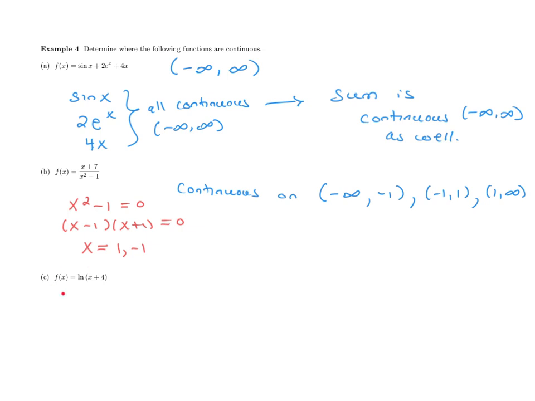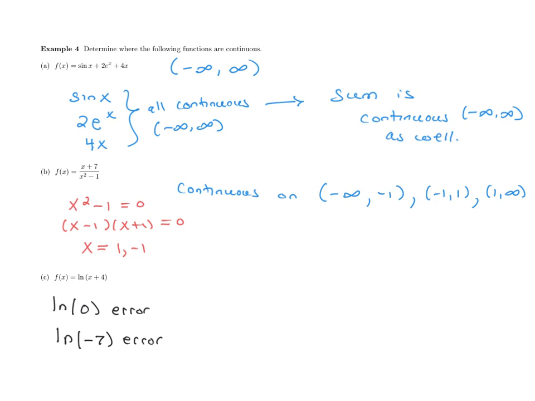Last one, the natural log of quantity x plus 4. Where is this thing continuous? The only issue that can happen with a logarithm is if you plug 0 into it. You would get an error if you tried to do that in your calculator. Or if you put in any negative number, like negative 7, you get an error message as well. You want to make sure that whatever goes into a logarithm, that it's positive.